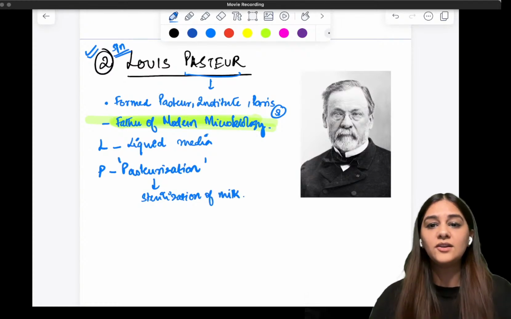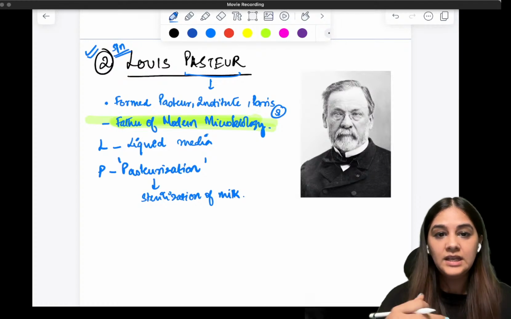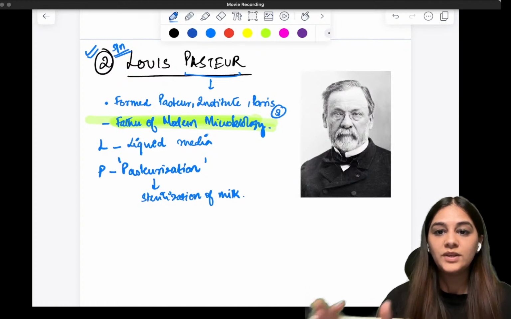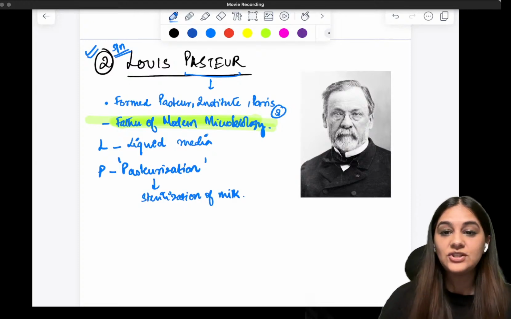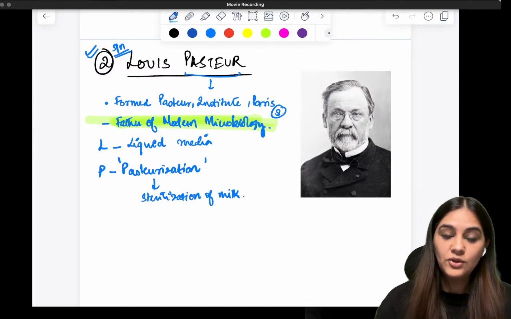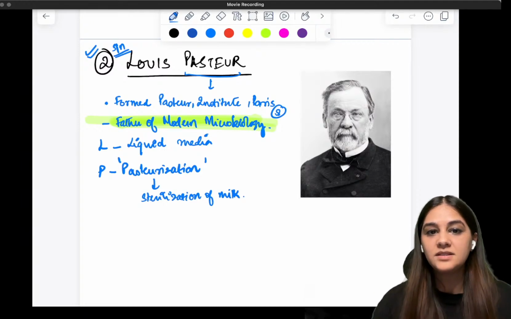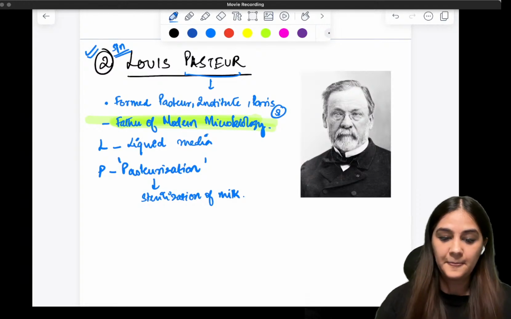So we all know there are a lot of pathogens that are actually spread through milk, right? So we do need to do a certain kind of sterilization of the milk. So what is that process called? Pasteurization, right? So Louis Pasteur was the one who gave us the concept of pasteurization, right?